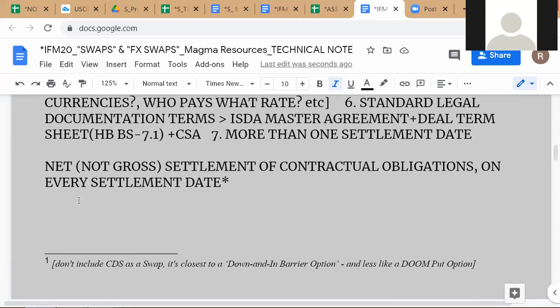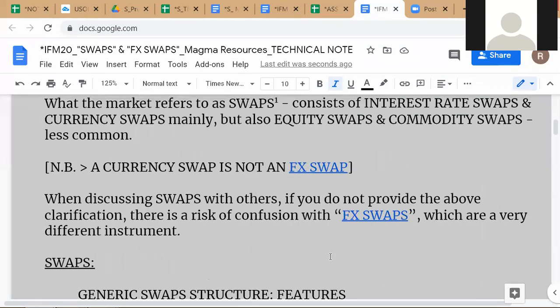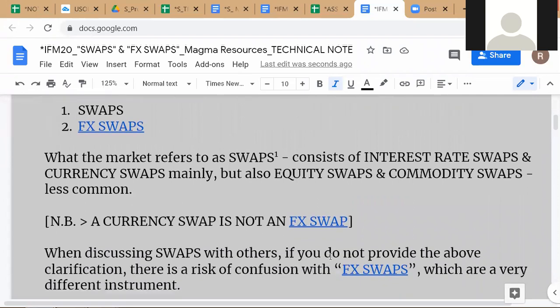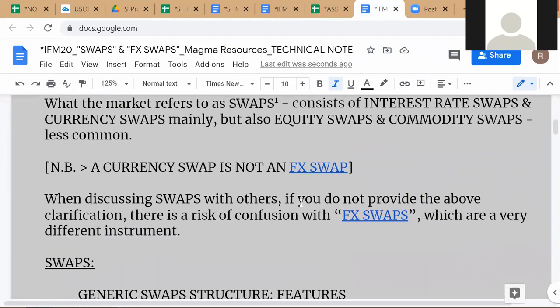All right, so this is just a note that when we're talking about swaps, please don't include CDS as a swap. It's actually an option, and it's closest to a down and in barrier option. It's not a doom put option, but you also learned now what is meant by a doom put option. So let's go here and try to understand swaps.